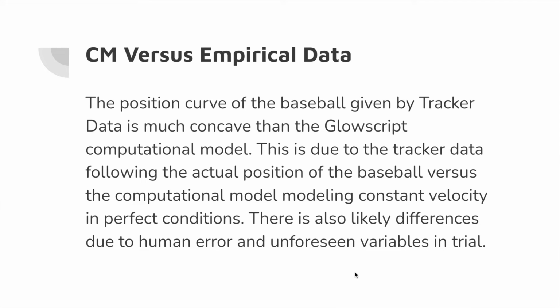The position curve of the baseball given by Tracker data is much more concave than the GlowScript computational model. This is due to the Tracker data following the actual position of the baseball versus the computational model modeling constant velocity in perfect conditions. There's also likely differences due to human error and unforeseen variables in the trial.